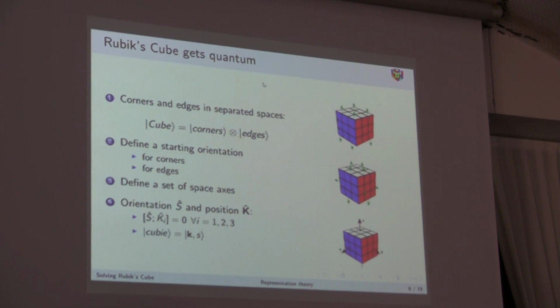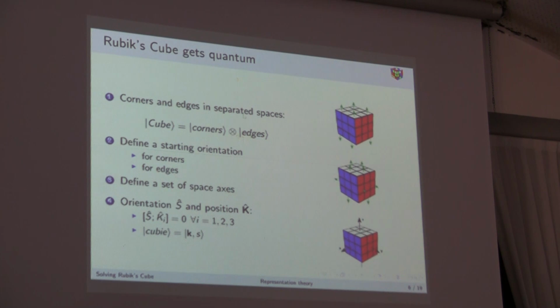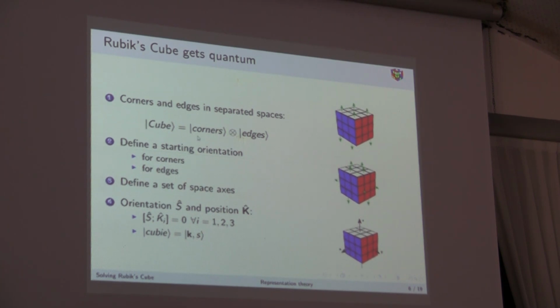So, fixing the starting problem, first of all, we must say that corners and edges cannot be mingled. They live in separated systems, in separated spaces. They do not interact with each other. And in the second place, we define a starting orientation, an orientation for the solved configuration, as we see in the figure for corners and edges, the little arrows you see in green.